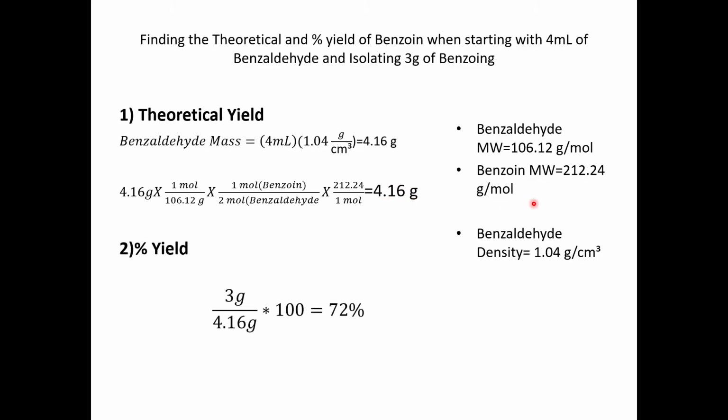So now to calculate the percent yield, we take the yield that we did receive and divide it by what we should have received. So 3 grams is what we isolated. We planned on isolating 4.16, so 3 divided by 4.16, and then we multiply it times 100 to obtain our percentage. And so our percent yield is actually 72%.